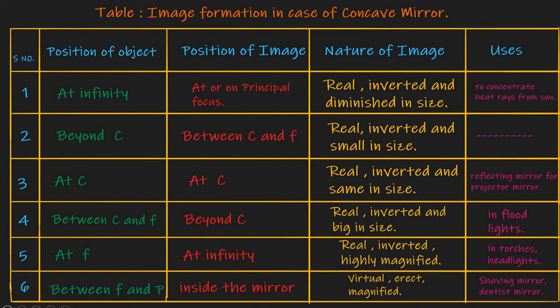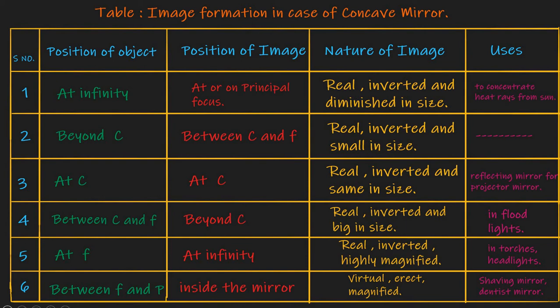The second position of object is beyond C. When object is placed beyond center of curvature, position of image is between center of curvature and principal focus, and this image is once again real and inverted, but size of image this time is small but not diminished. Small means it is bigger than diminished.